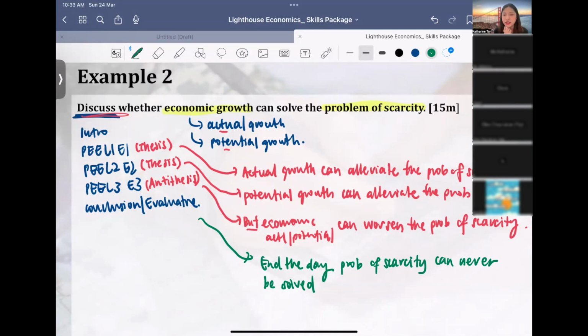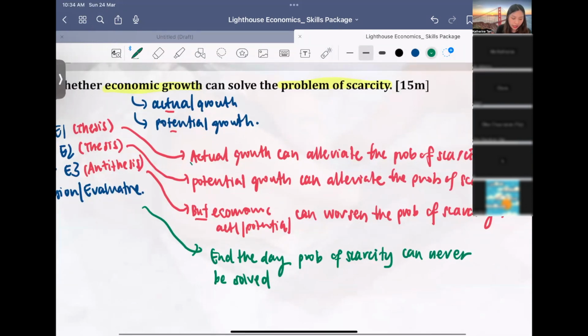Any questions? Understand, right? Thesis, antithesis. Okay, how do you evaluate for every paragraph? Is it one sentence? Usually evaluating for every paragraph becomes very important when you have a preamble or when you've got a context. In this one you don't have context, so evaluating in every paragraph is not very important. But how do you want to evaluate every paragraph? You look at this. They say that actual growth can alleviate the problem of scarcity. Then you want to say, but what are the limitations of actual growth?